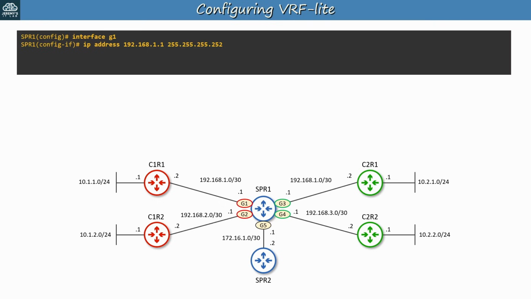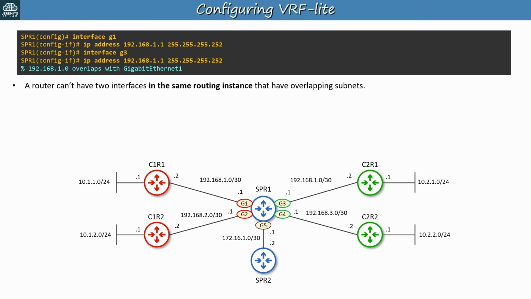First, let me demonstrate a problem if we tried to configure this network without VRFs. I configured SPR1 G1's IP address, 192.168.1.1/30. And then the same on G3, 192.168.1.1/30. But I get an error message. 192.168.1.0 overlaps with GigabitEthernet1.